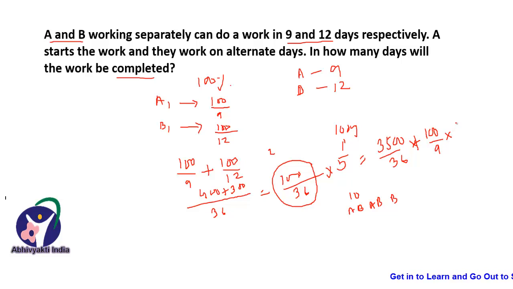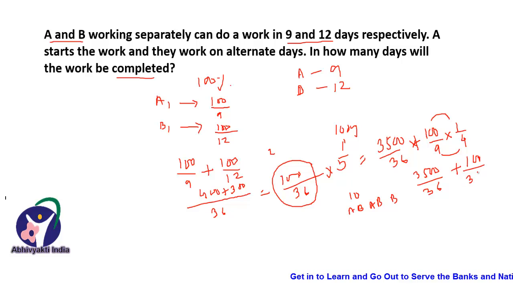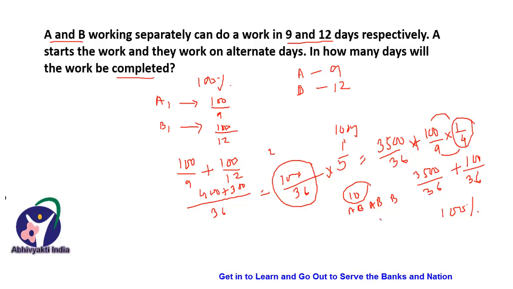So if we multiply this by 1/4, this will become 9 4s are 36 and 100 1s are 100, and it will become 3500 divided by 36 plus 100 by 36 divided by 36. So it will be 3600 by 36. So the 100% work will be completed. So first it is 10 days, and by A it is 1/4 of a day. So total days needed will be 10 and 1/4 days.